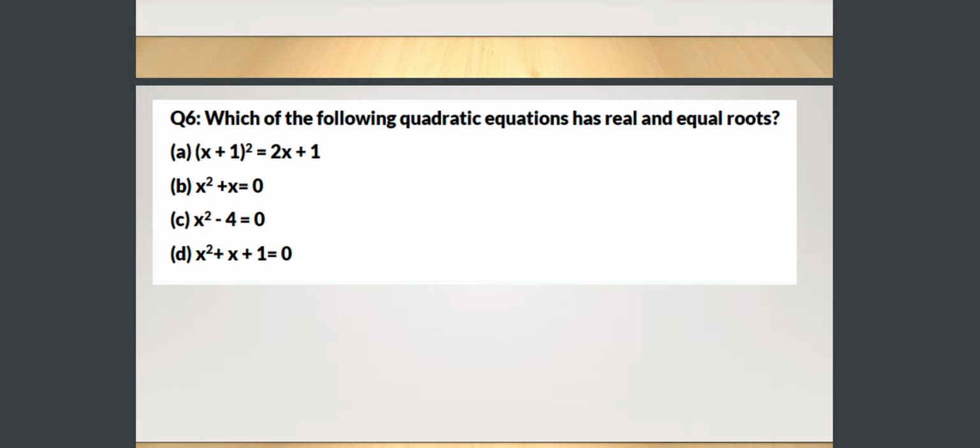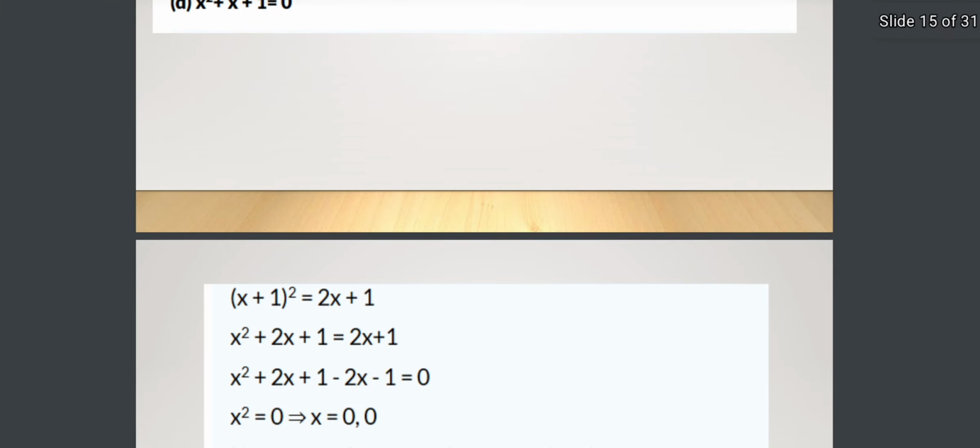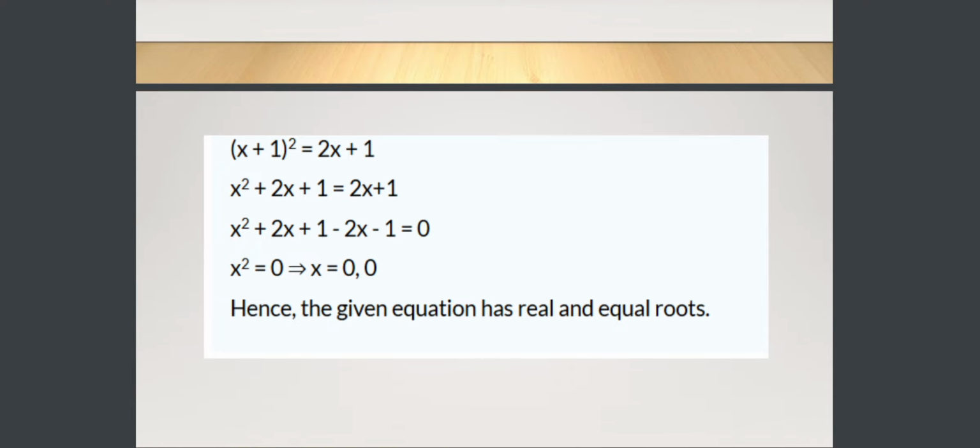So in A, x plus 1 whole square equals 2x plus 1, right? So you have to simplify x plus 1 whole square, that is x square plus 1 plus 2x equals 2x plus 1. 2x will be cancelled, so x square plus 1 equals 1. 1 cancels, so x square equals 0. So that is the simplified version of A. Try this question and match your solution with this. So x square equals 0, that is x equals 0, 0. That means this equation has real and equal roots.